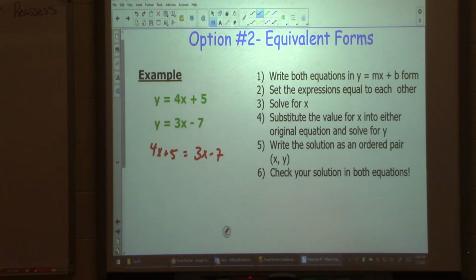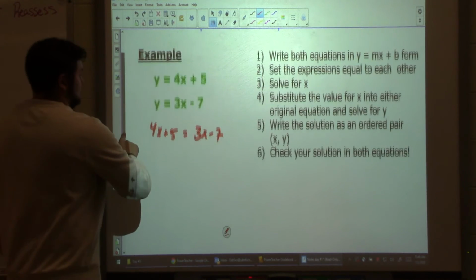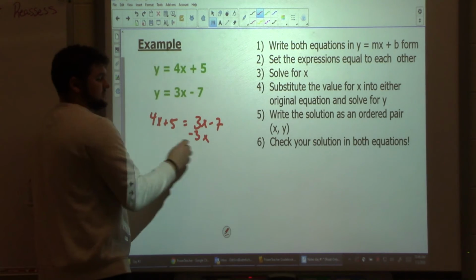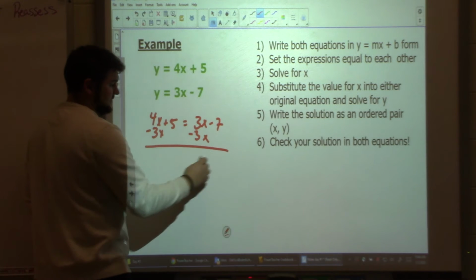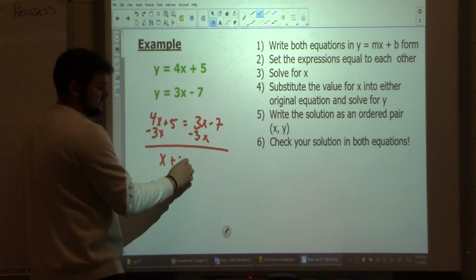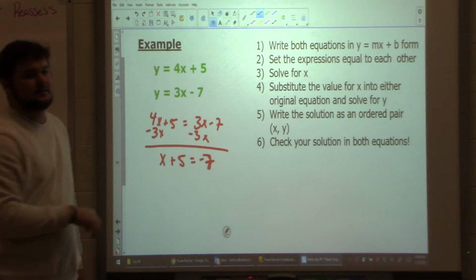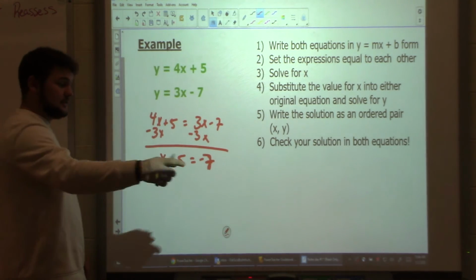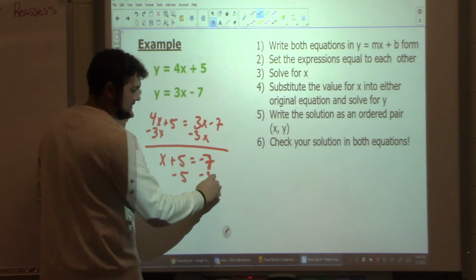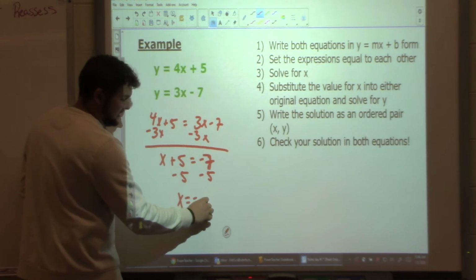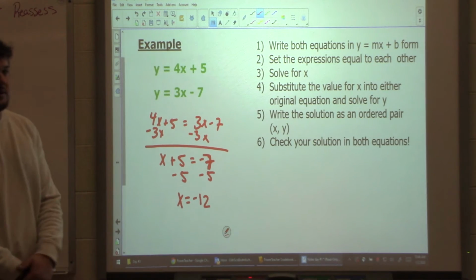Well, now I only have one variable to deal with. I'm going to solve for that variable. I'm going to solve for x. So I'm going to subtract 3x from both sides. I get 1x plus 5 equals negative 7. That was a really bad 7. What do you say? Minus 5. Perfect. I get x equals negative 12, right?